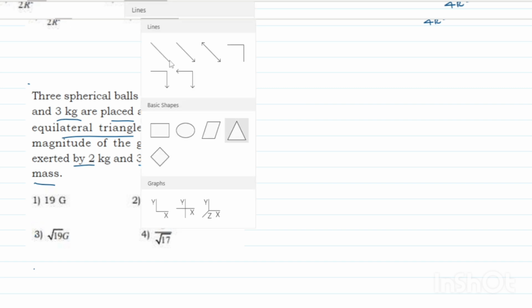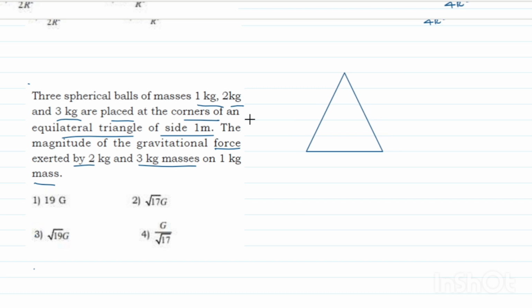Here it's given as an equilateral triangle. Here is the 1 kg mass, here the 2 kg mass, and here the 3 kg mass. The side is given as 1 meter. The magnitude of the gravitational force exerted by the 2 kg mass and 3 kg mass on the 1 kg mass is asked.